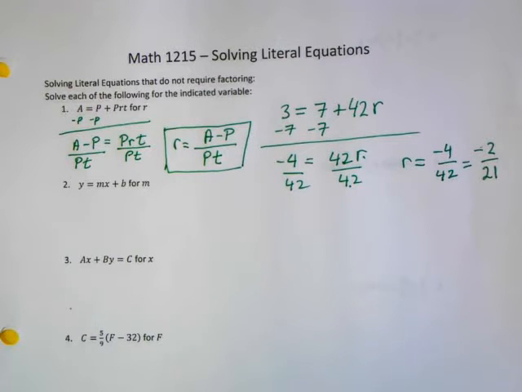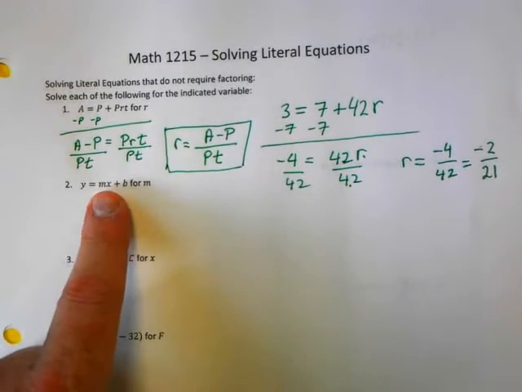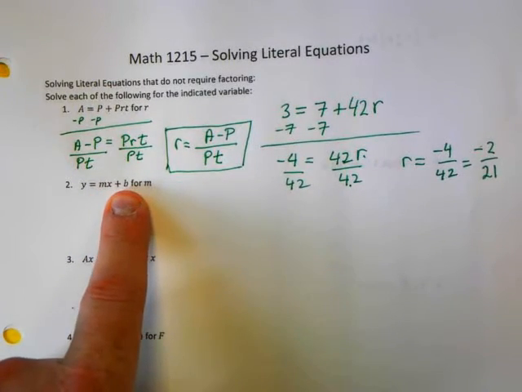Number 2, that should look like a familiar formula. Y equals mx plus b. What's that formula? It's not slope. It's slope intercept. What's the slope formula? Y2 minus Y1 over X2 minus X1. This is the slope intercept form of a line. This is not the slope formula.